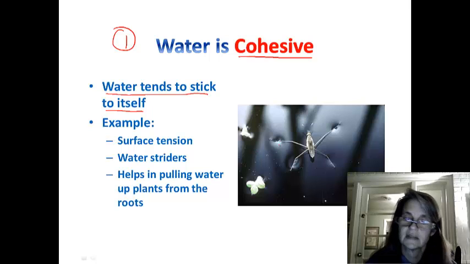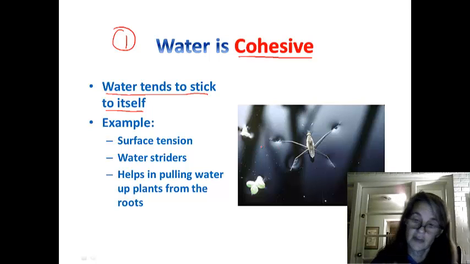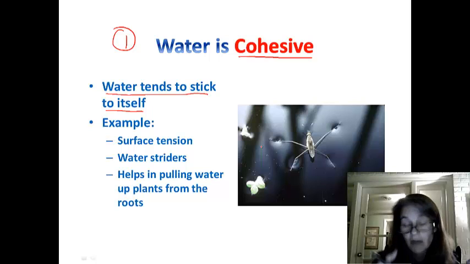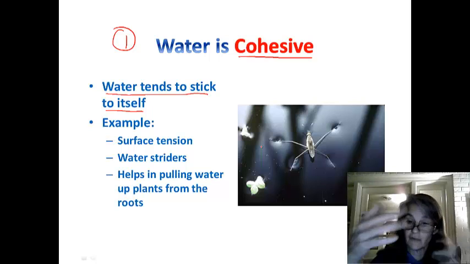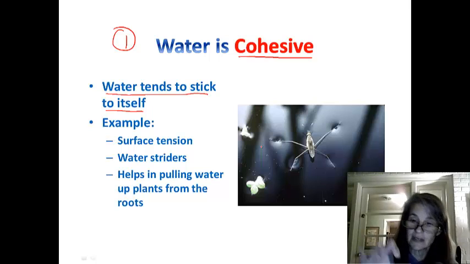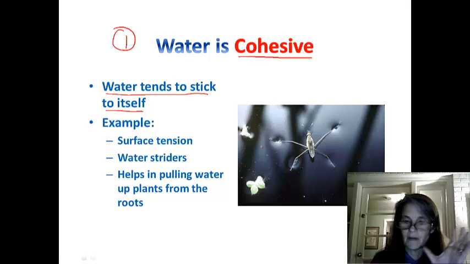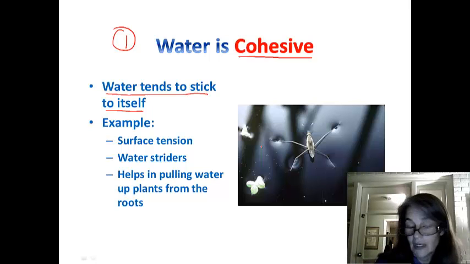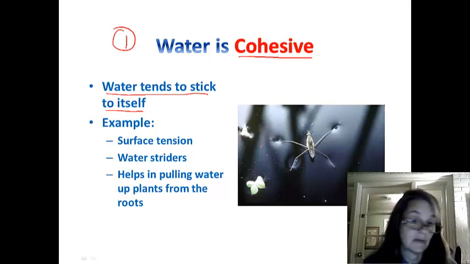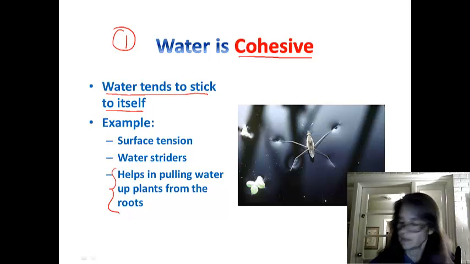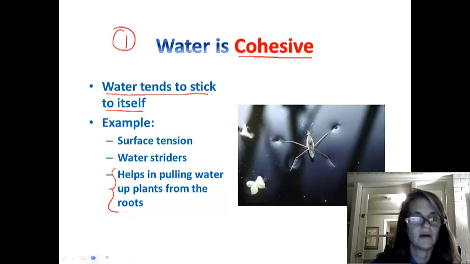He is so light and his little legs are designed such that he can walk on the surface of the water without breaking the water tension, without breaking really the hydrogen bonds that are connecting different water molecules to each other. So he is so adapted to this environment that he can walk on that water without breaking those little weak hydrogen bonds. Okay? Another thing that is important is this helps with pulling water up roots in plants, and we'll talk about that perhaps later on in the year.